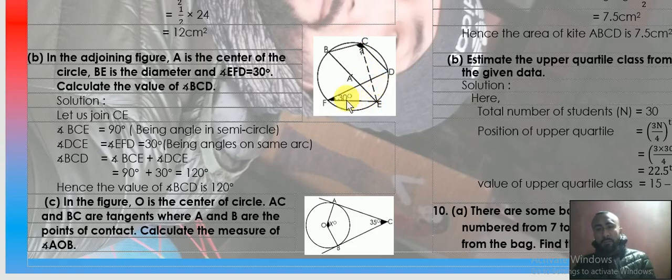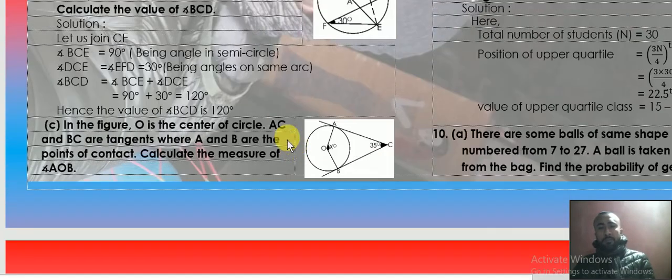And here the arc corresponding to angle EFD is ED, and on the same arc you can see there is another inscribed angle ECD, so they both should have the same value, that's 30 degrees. And lastly the total angle becomes 90 plus 30, that's equal to 120 degrees.